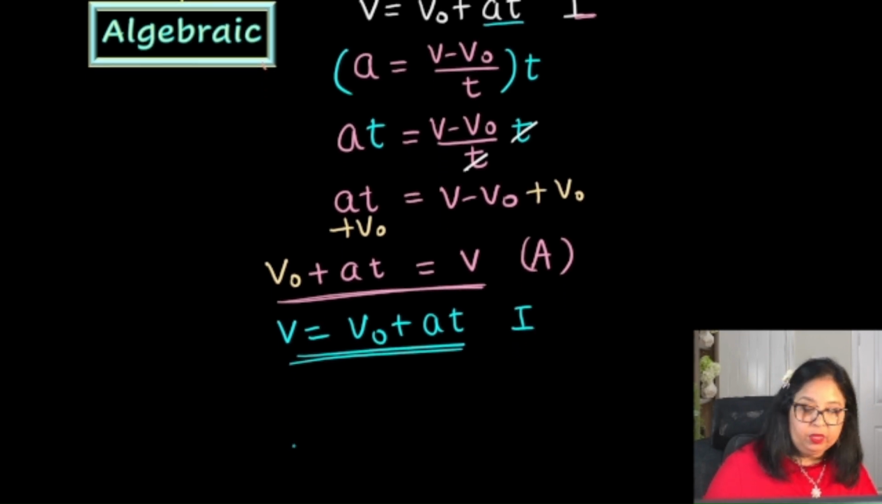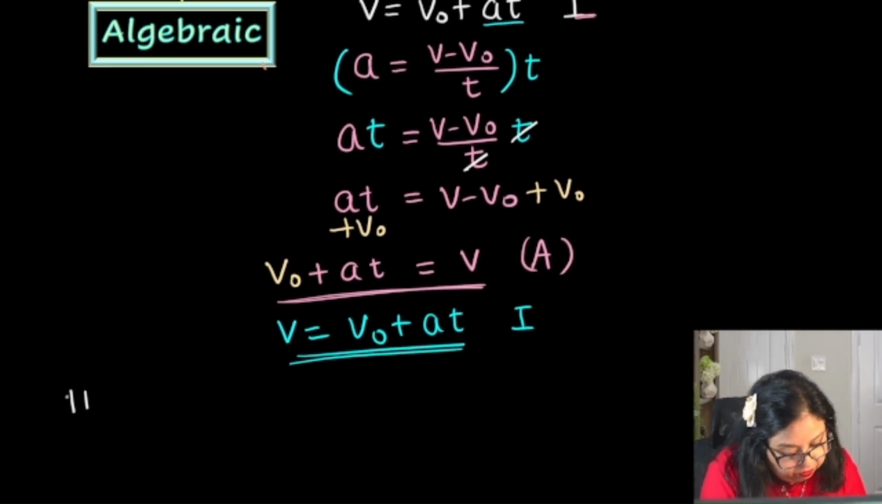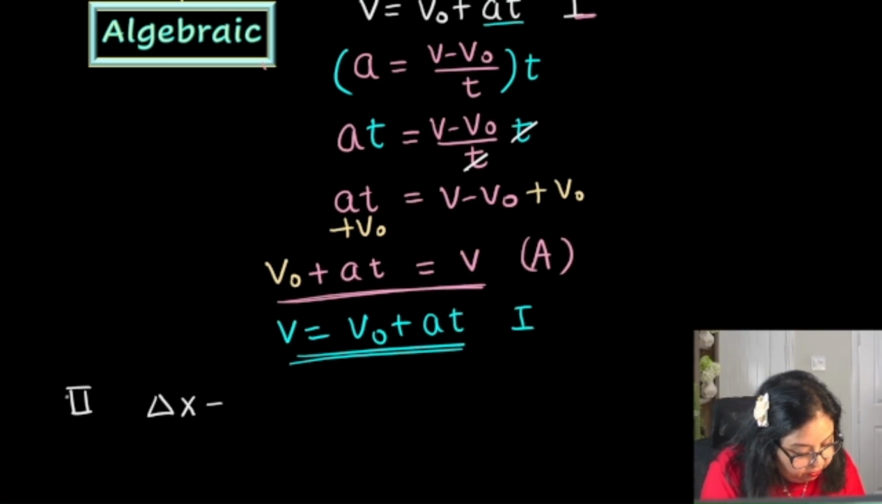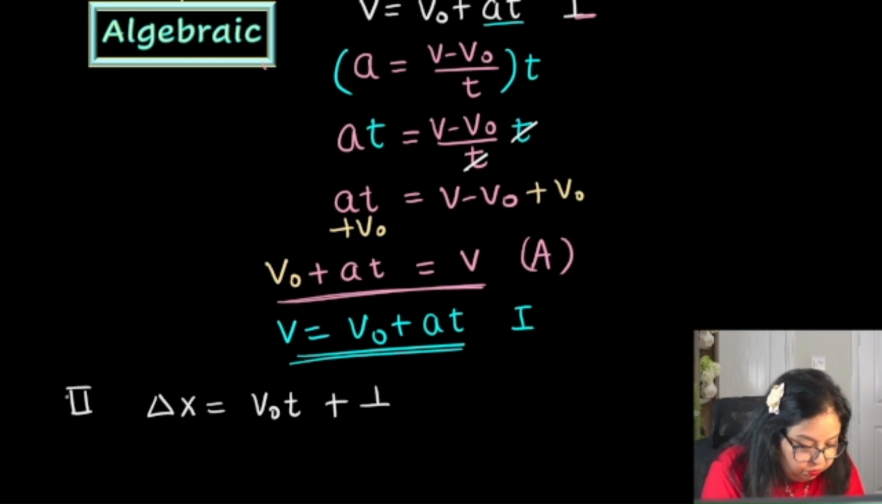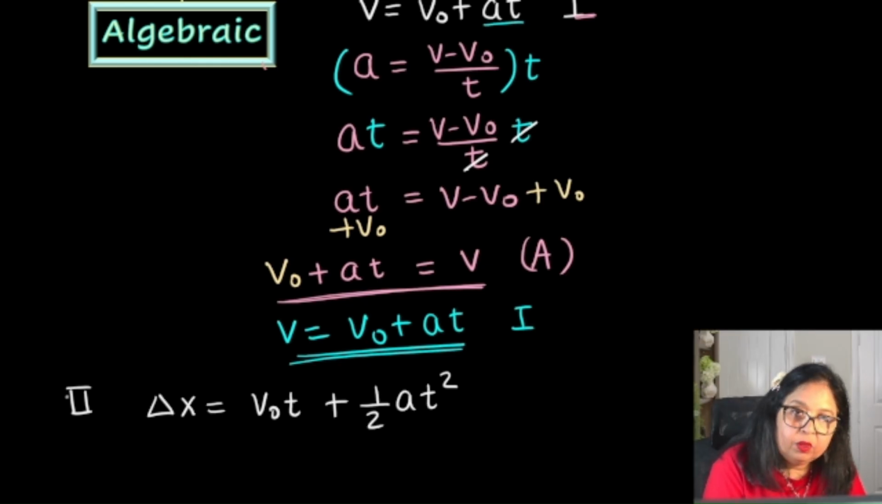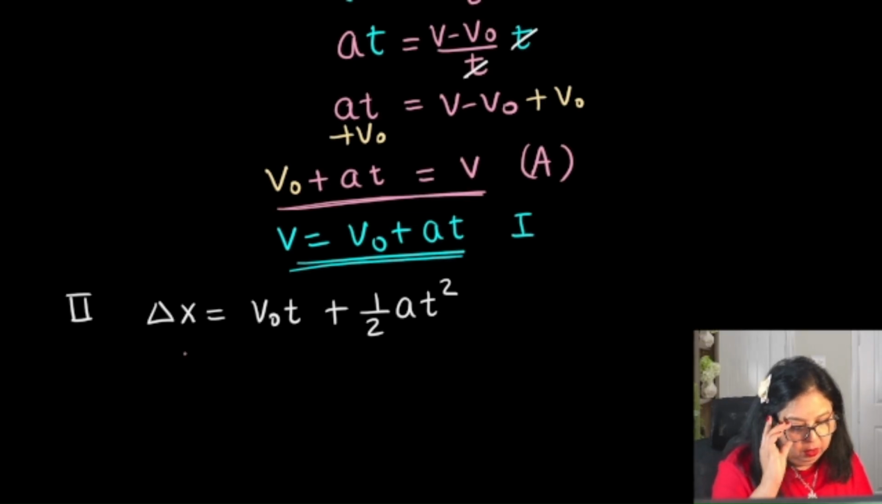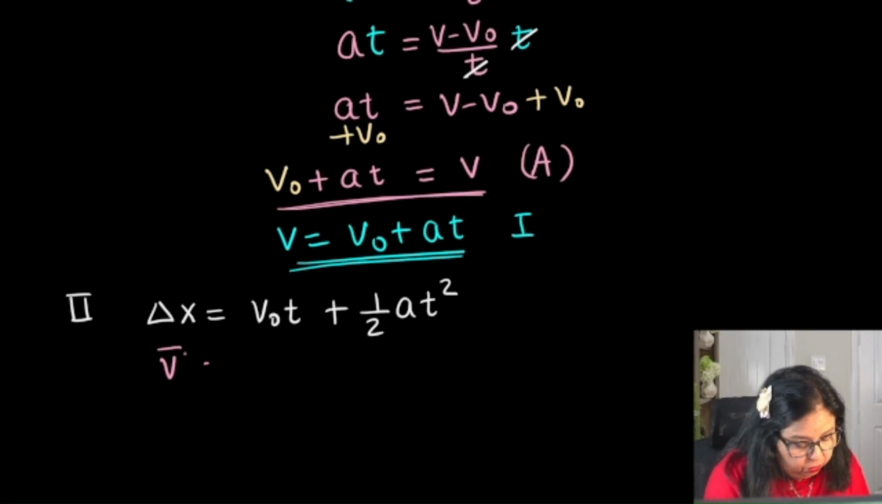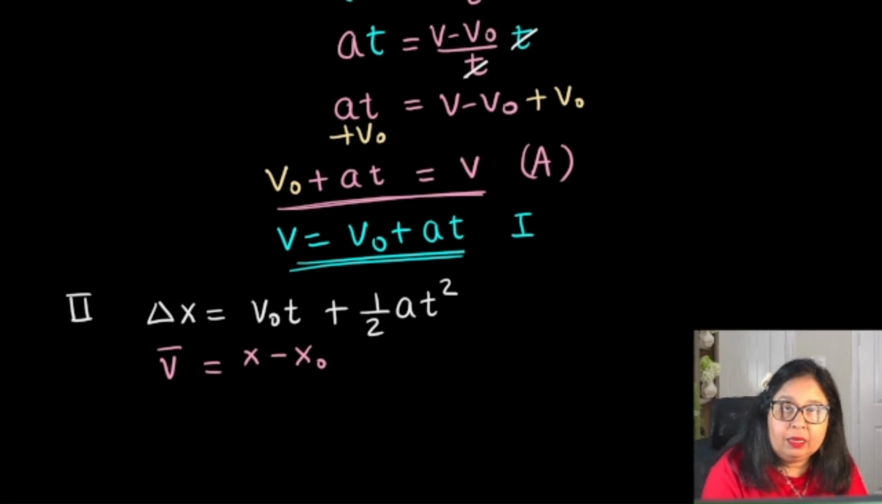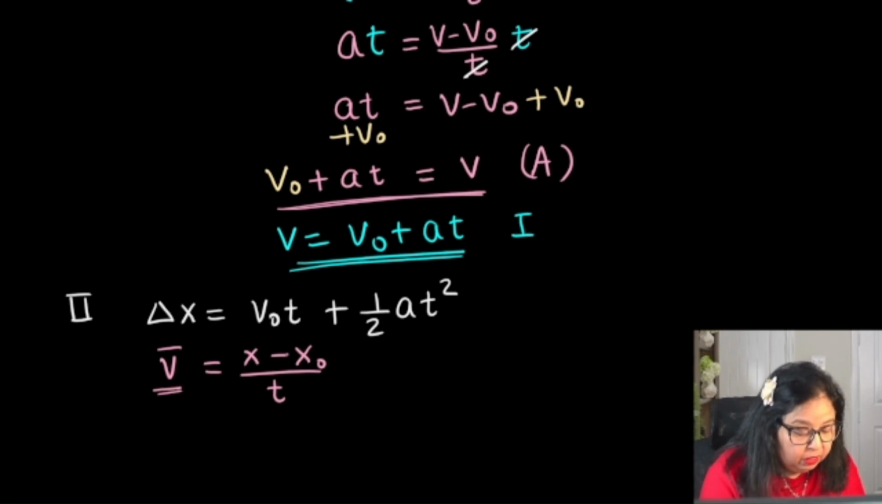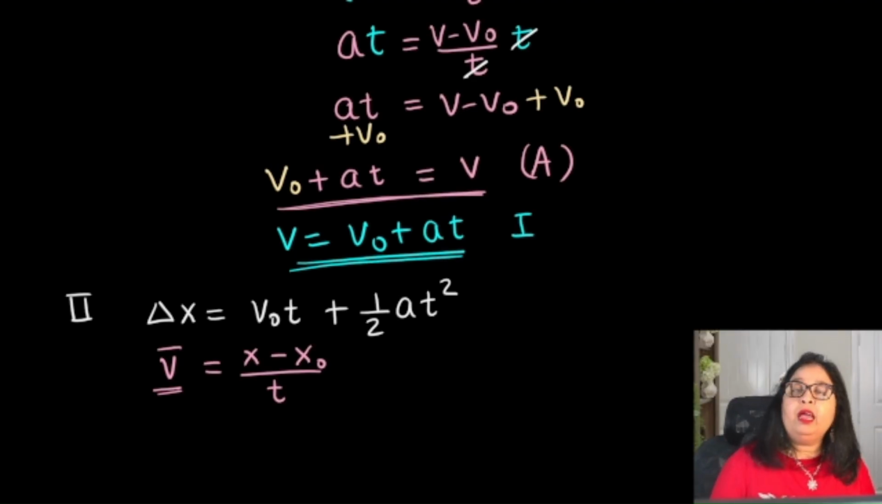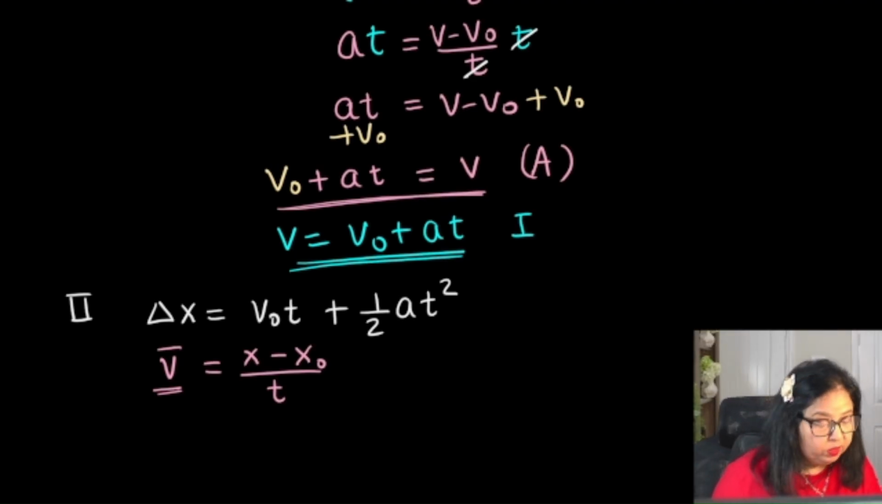What's our equation number 2? Equation number 2, let's write this down. That says delta x equals v naught t plus 1/2 at squared. Okay. Now, the average velocity to go from initial position x naught to the final position x, in order to make displacement equal to delta x, is what? V bar, the average velocity, equals displacement x minus x naught divided by t. But this is not the only way to write down average velocity. In this special case, what special case?